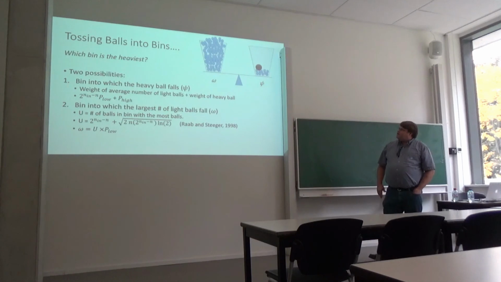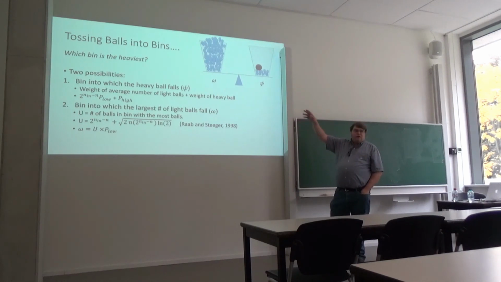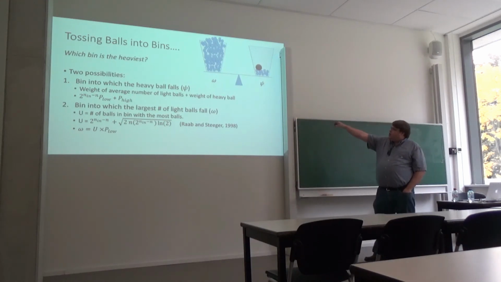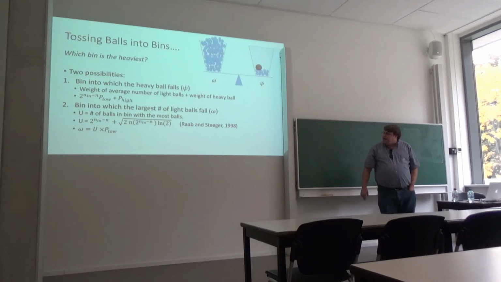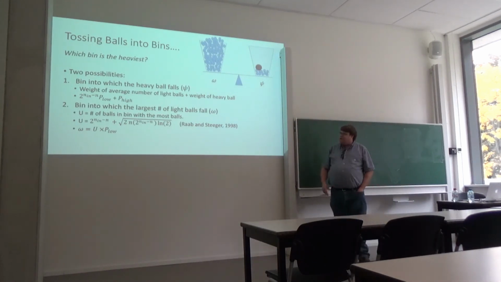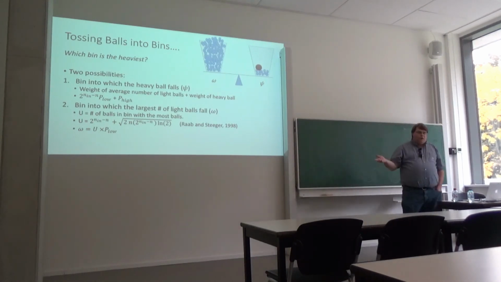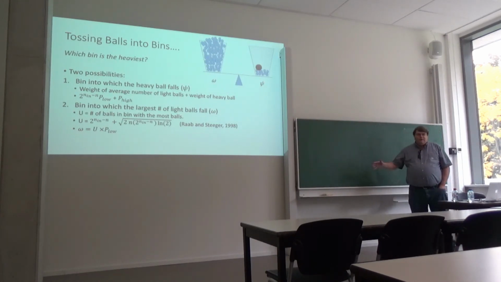We want to think about effectively the probability of this output bin that gets most of the balls in it, or that gets the largest number of light balls in it. That's what we call omega in our formula. And then the one that gets the bowling ball, we assume has the weight of an average number of light balls plus the weight of the bowling ball. And that gives us our formula for psi. And we've got this nice bound from a paper by Raab and Steger from 1998. Actually, there are several bounds on tossing balls into bins and which one gets the most balls. This is the sort of problem that people have been thinking about for a long time, so there's a lot of literature on it.